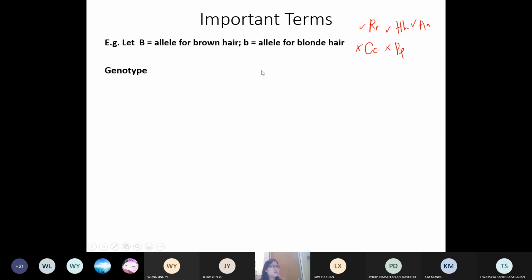Anyways, let's do this. So let's again break down what the genotype and phenotype could be if the alleles are like this.